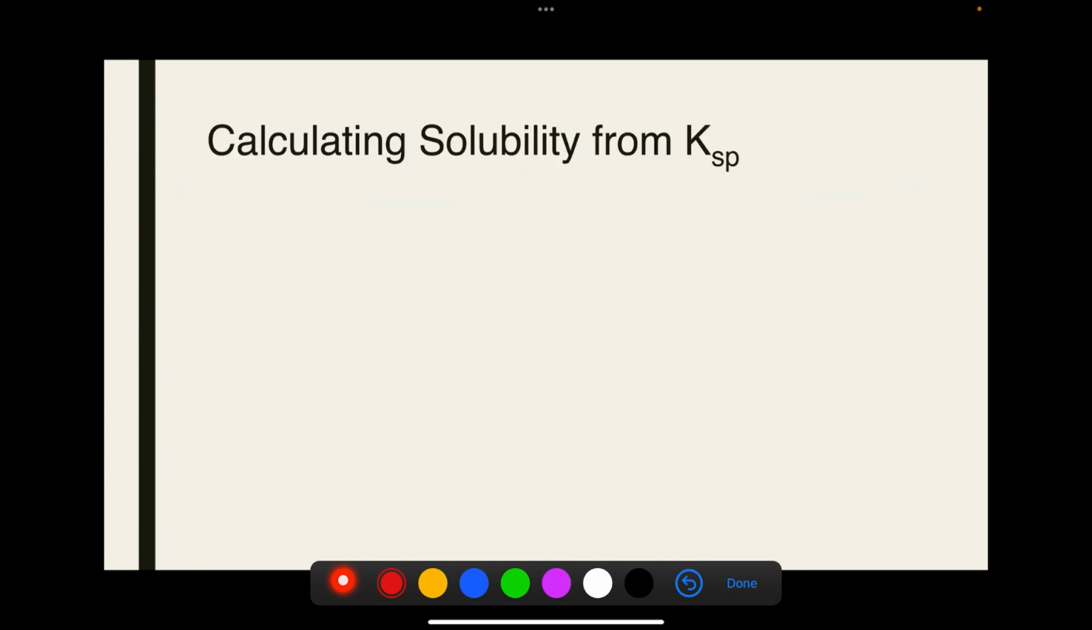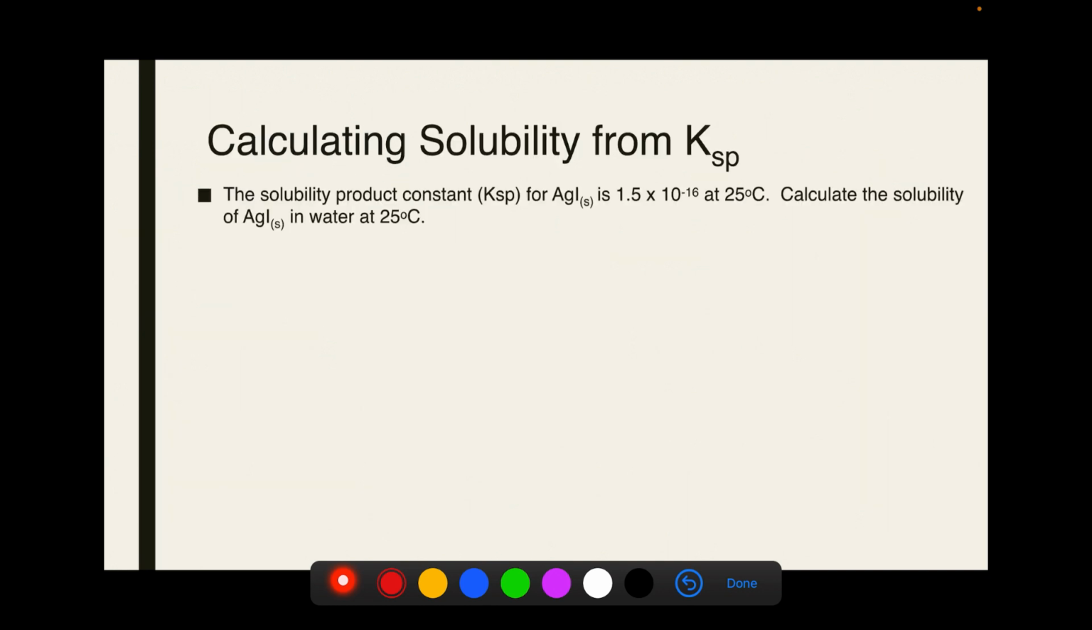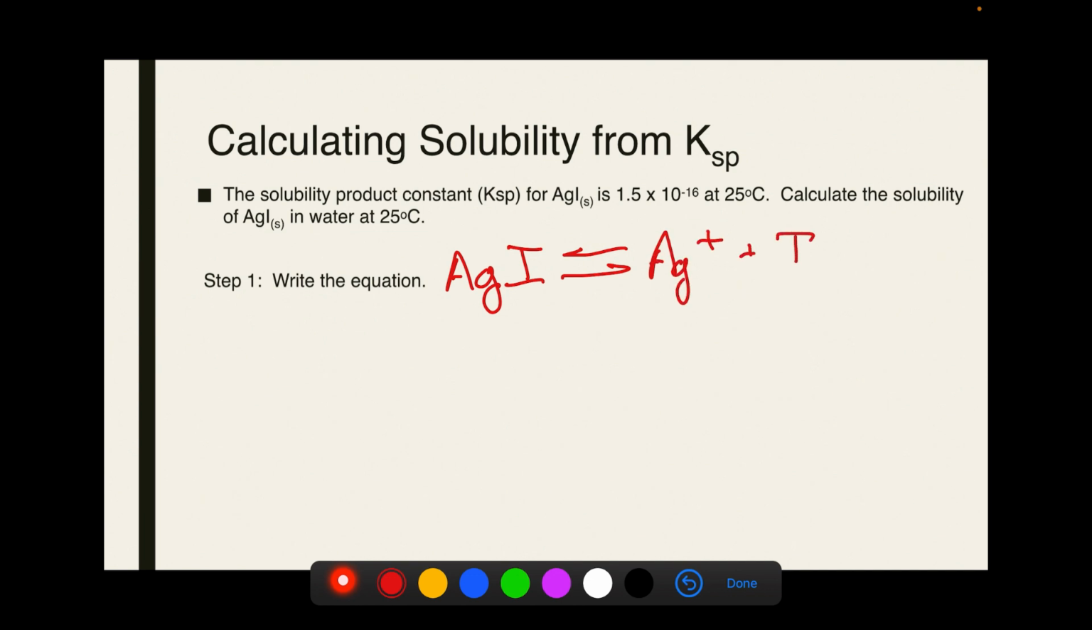We can also go in the other direction, calculating solubility from KSP. Here we're given a KSP for AgI and asked to calculate the solubility. So first I'm going to start by writing the dissociation equation. So AgI is in equilibrium with Ag+ and I-, both aqueous. Then I'm going to write my K expression.